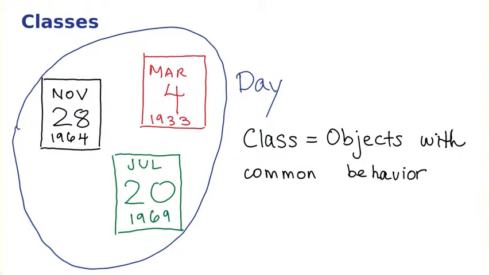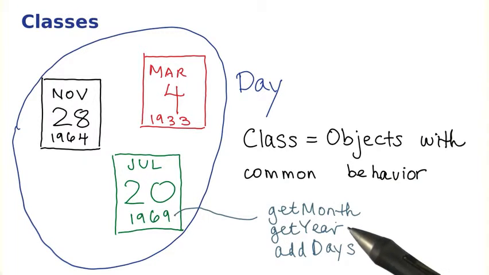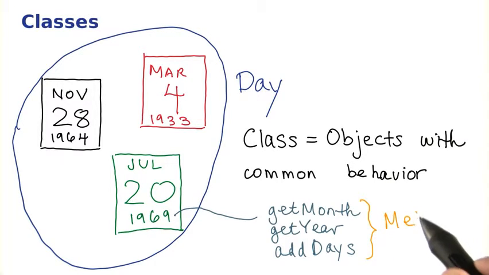Let's go back to our day class for a minute and think a bit more what it means for objects to have common behavior. It means that they can all do the same kinds of things. Like what can they do? As you've seen when you played with days in BlueJ, any day object lets you get the month, get the year, or add days to itself. These actions are called the methods of the day class. They're the kinds of things that you can apply to day objects to achieve some kind of functionality.